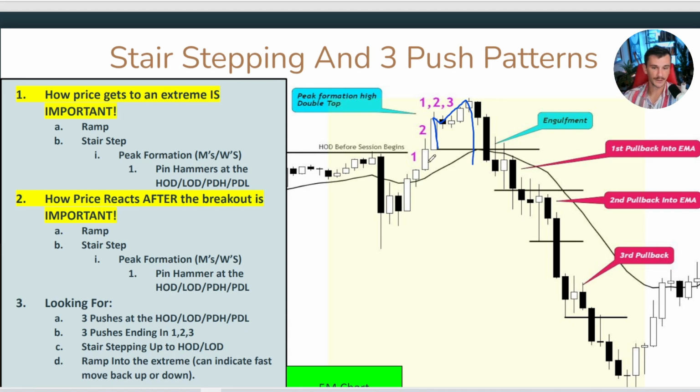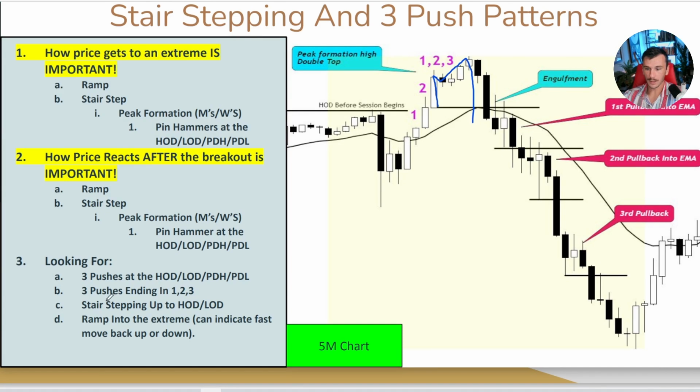So this would be one of those things where I'm looking after the breakout, what kind of behavior has taken place. 1, 2, sideways, 3, and then now I have my M at the high of the day and that first pullback into the EMA. Then we're going to be looking for 3 pushes ending in 1, 2, 3. This would be 1, 2, and then ending in 1, 2, 3. That's what that's referencing. 3 pushes at the high of the day, the low of the day, previous day's high and low.